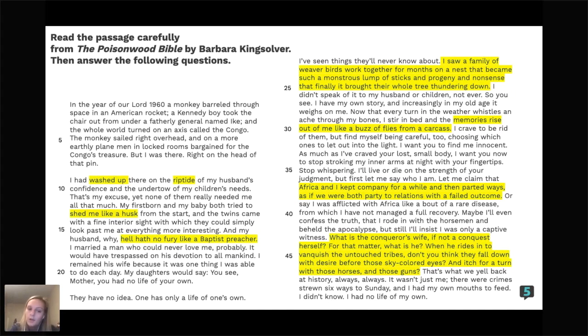There were a couple things that I didn't highlight because I forgot. Right after the Africa personification simile example, the sentence after, where she says, "I was afflicted with Africa, like a bout of a rare disease from which I've not managed a full recovery." That's talking about how terrible Africa was when she was there and all the stuff that happened, and kind of a reference to maybe PTSD, that she hasn't fully recovered from what's happened. So yeah, that's what I annotated for this.